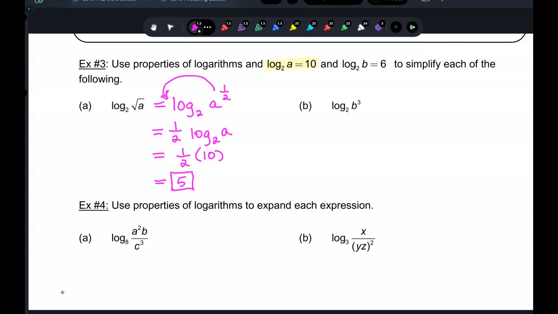Okay, next one. This one already has the exponent written here. So we're going to multiply that to the front. That's going to be 3 log base 2 of b. In the directions, we were given log base 2 of b is equal to 6. So we're going to substitute that in. And 3 times 6 gives us 18.